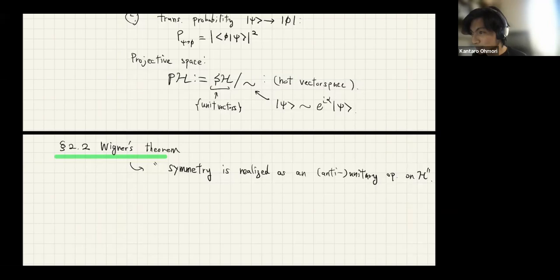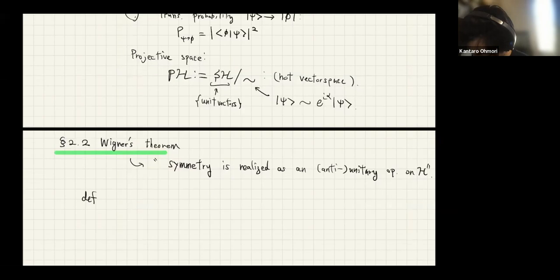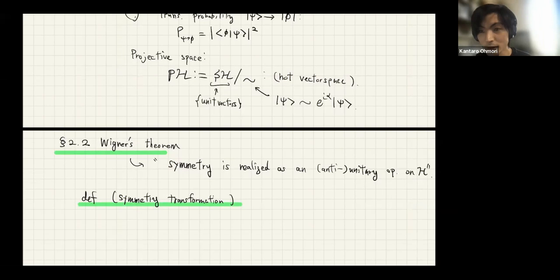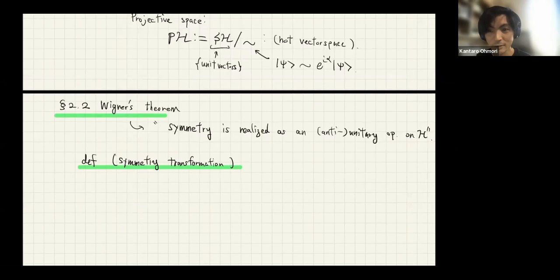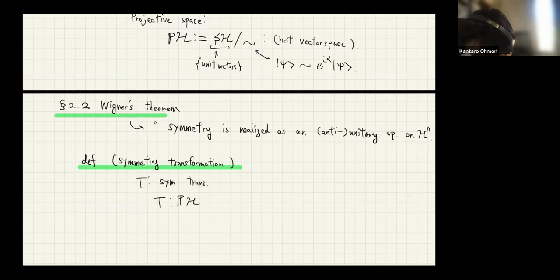So the definition of symmetry transformation by Wigner, by the way, was done in 1930 or so. The theorem is in 1931, so very old stuff. A symmetry transformation T acting on the quantum system is defined as a map from this projective space to itself.